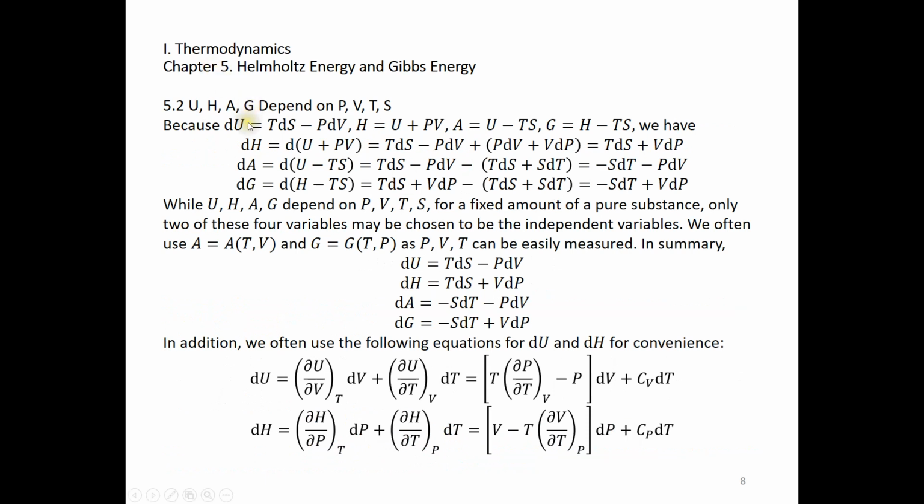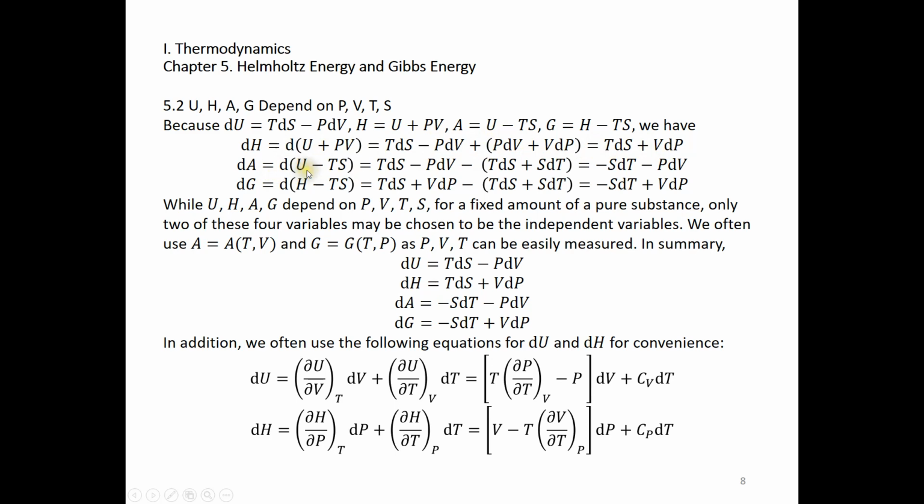And because dU is equal to TdS minus pdV, and also we have the definitions of H, A, and G: H is U plus PV, A is U minus TS, G is H minus TS. We can do some simple derivations here. dH is just dU plus dPV, where dU is TdS minus pdV. We cancel negative pdV and positive pdV. dH is TdS plus VdP.